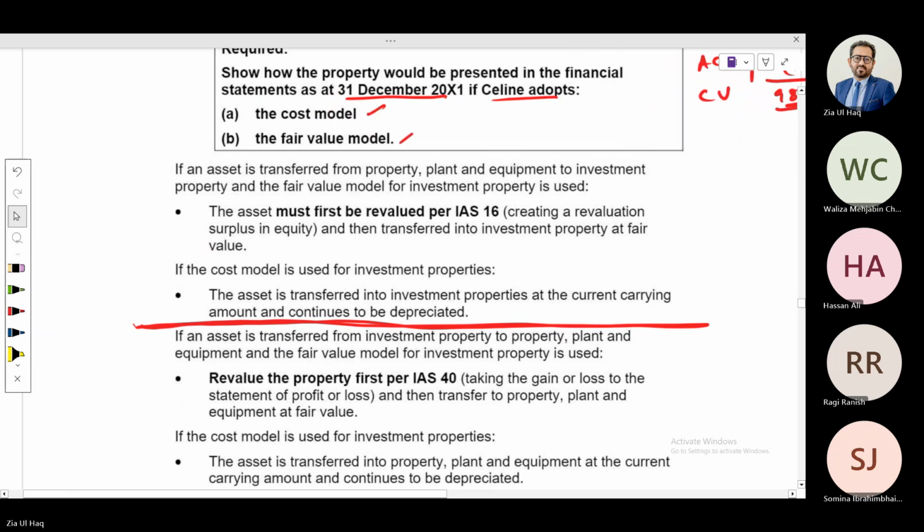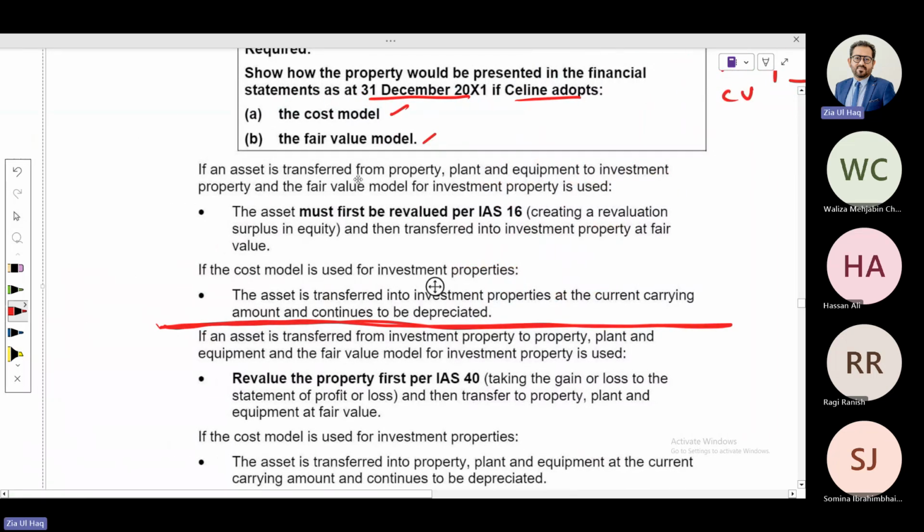Let's discuss. If an asset is transferred from property, plant and equipment to investment property, and the fair value model for investment property is used, and we have decided we will record investment property on the fair value model, the asset must first be revalued per IAS 16, creating a revaluation surplus in equity.